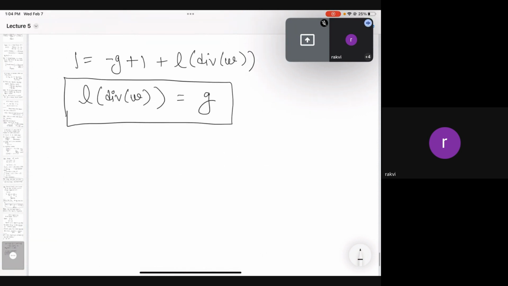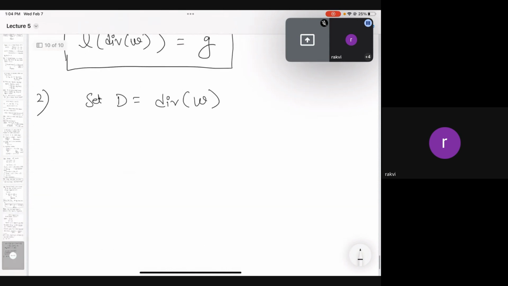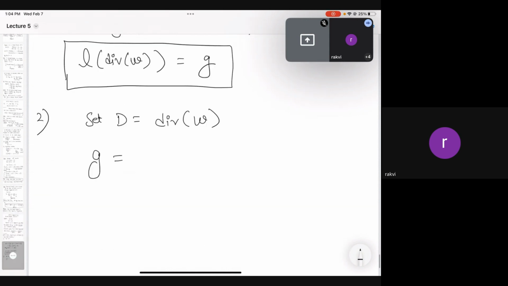Another useful corollary. Useful because when we try to derive the equation for an elliptic curve, this formula will be really useful. So suppose I take my D to be this canonical divisor itself. Now again, let's go to our formula. So we have L of D, but we already know what L of D is. That's just G from 1.